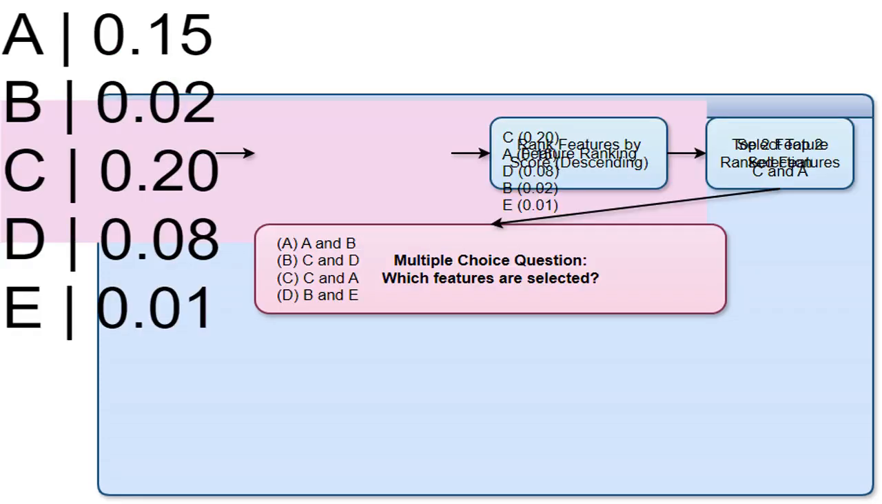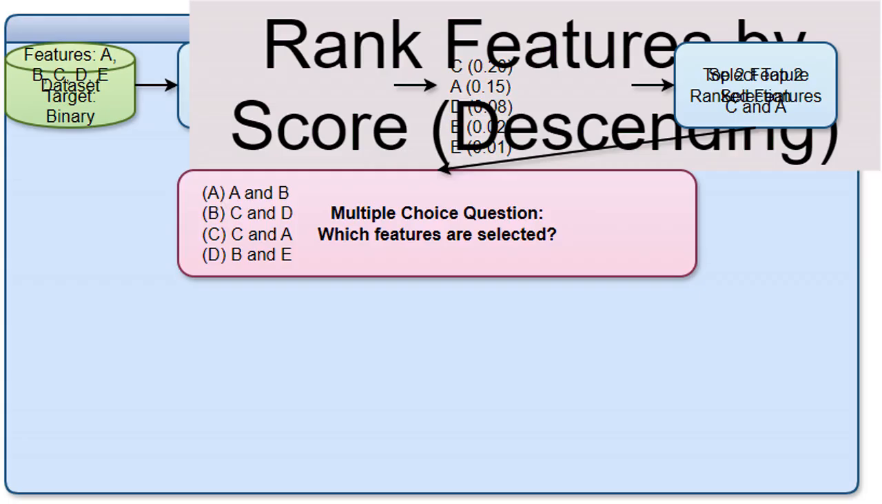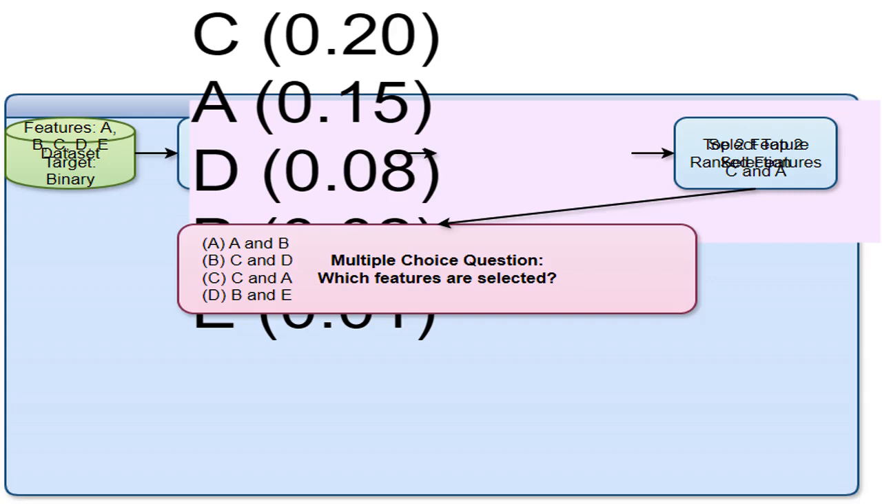I arrange the features according to their scores. C 0.20, A 0.15, D 0.08, B 0.02, E 0.01. Feature C has the highest score and is therefore ranked highest, followed by A, and so on. I need to select the top 2 features from this list, based on their mutual information scores. These will be the features that best predict the target variable. I'll pick the top 2 features based on my ranking, which are C and A. These are the features providing the most information about the target variable in my dataset.